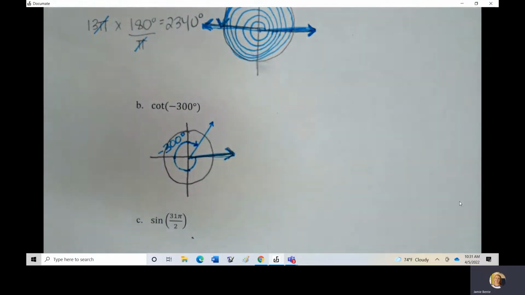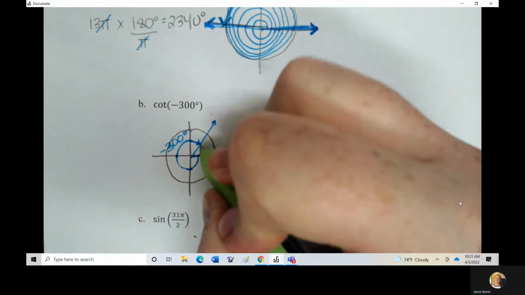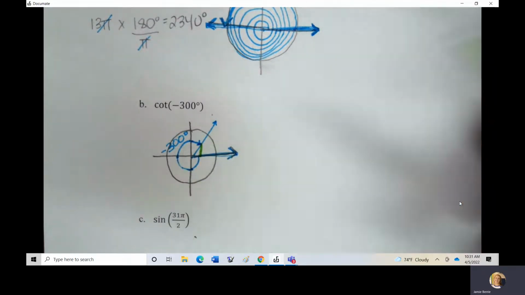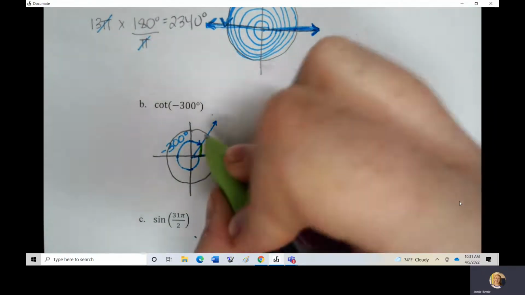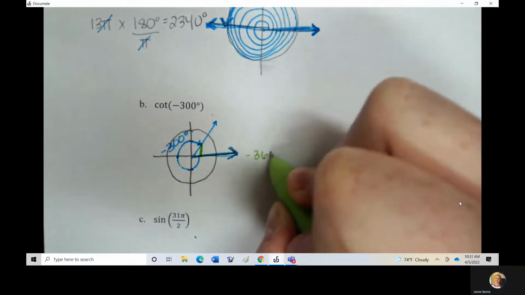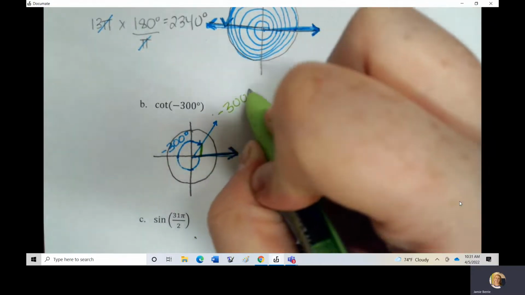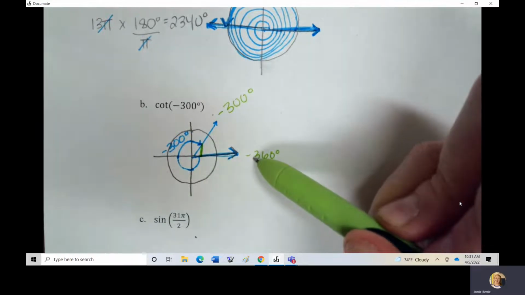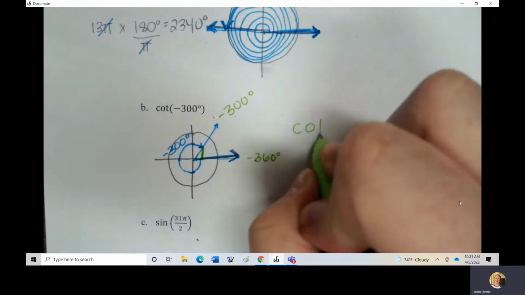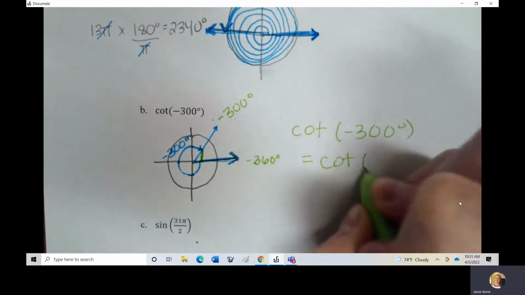All right, so finding the reference angle. The reference angle is going to be from the terminal side. Draw a line straight to the x-axis. We know that this would be -360. So what is the distance from -300 to -360? That must be 60 degrees. So cotangent of -300 degrees is the same thing as cotangent of 60 degrees.